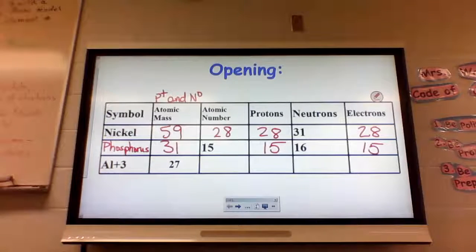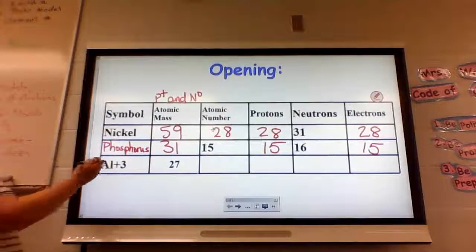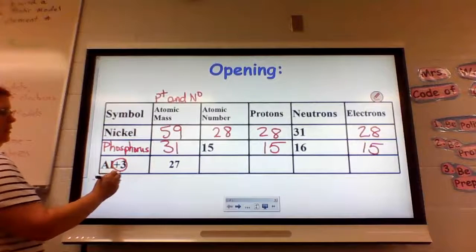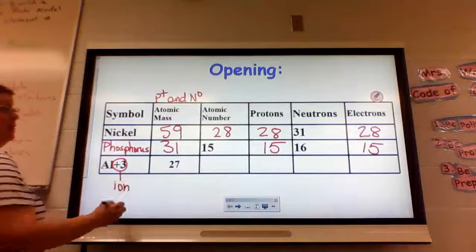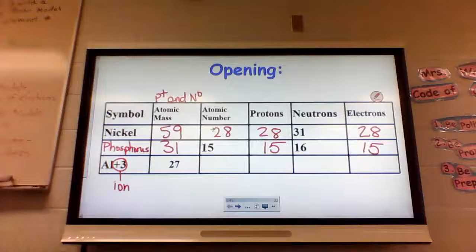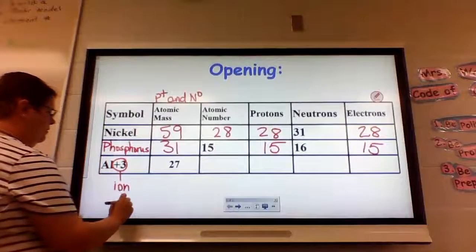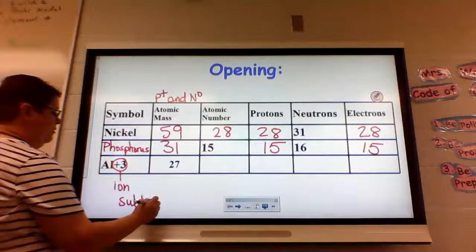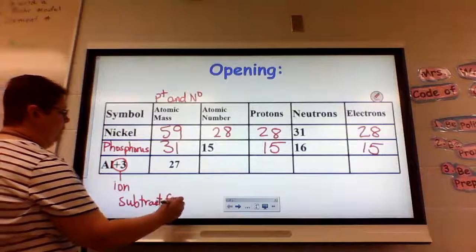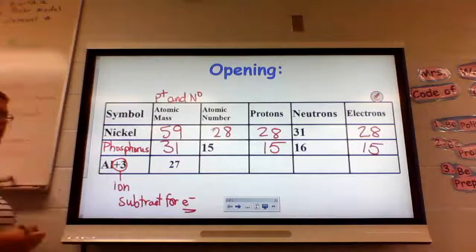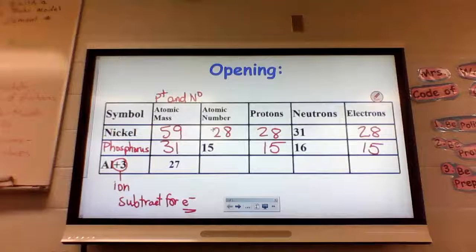All right, so the last one, this little plus 3 tells us it's what? Ion. That tells us it's an ion, and it means we're going to subtract when we find our what? Since you said subtract. We're going to subtract when we find the what? Protons? Electrons. You only subtract for electrons. It has no impact on anything but the electrons. Everything else works the same.